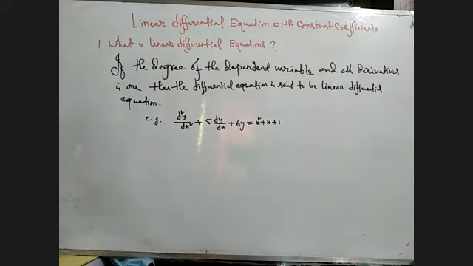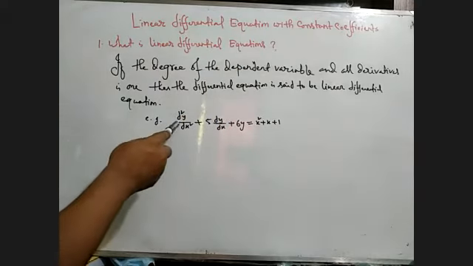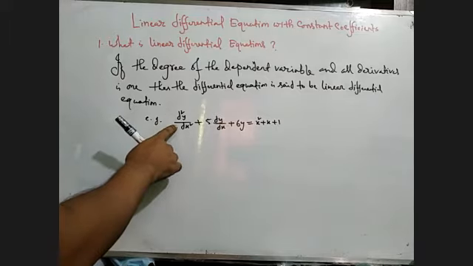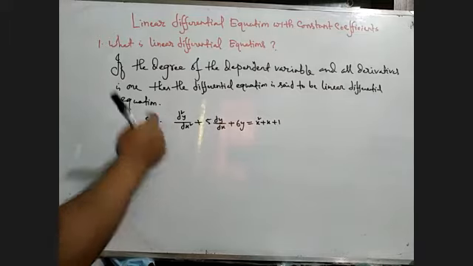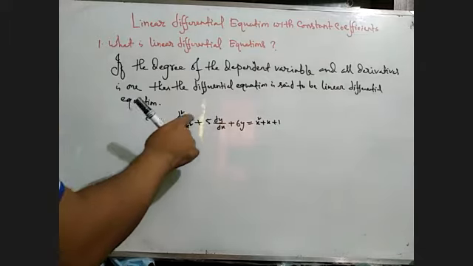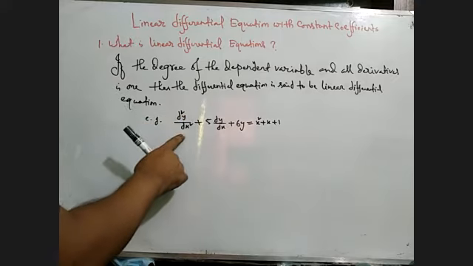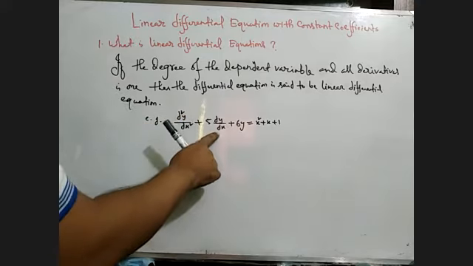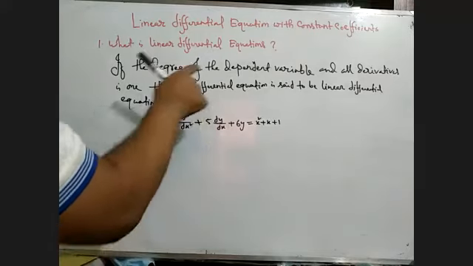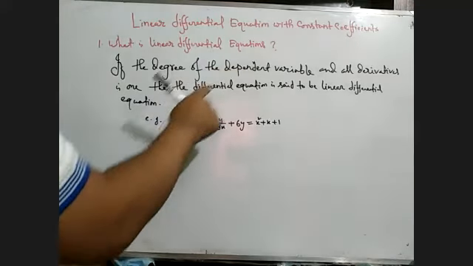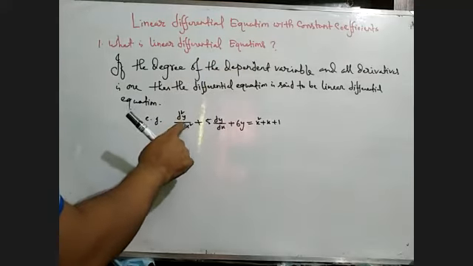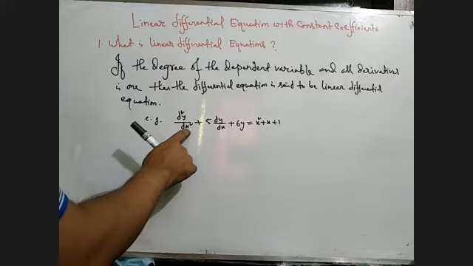the differential equation is said to be a linear differential equation. For example, this is a second order differential equation because the highest derivative is what? Second derivative. But order is what? 2. But degree what? 1. Degree 1 and degree 1. Actually, the dependent variable is what here? Y. Y is the dependent variable and X is the independent variable.